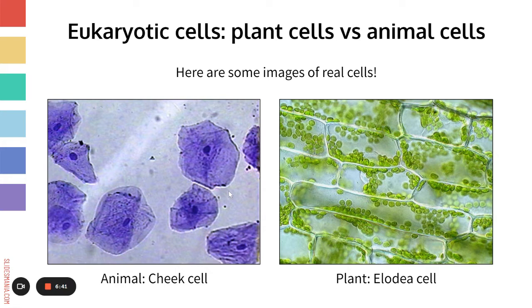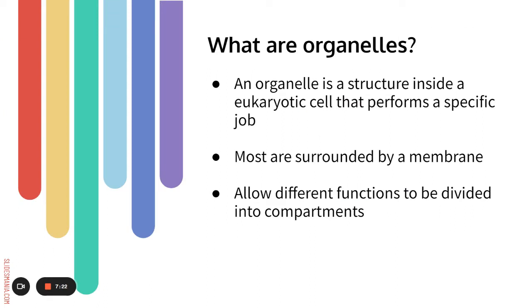And then on the other side, we have an animal cell. These are cheek cells that are stained with a certain dye, so you can actually see the nucleus in the middle. That's this dark spot here. In comparison to the plant cell, you can see that the outside of the animal cell is a lot less defined. That's because animal cells don't have a cell wall, they just have that flexible cell membrane.